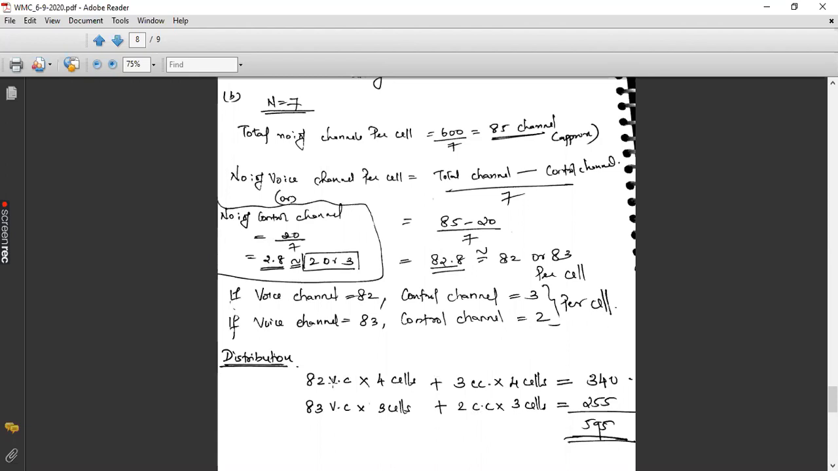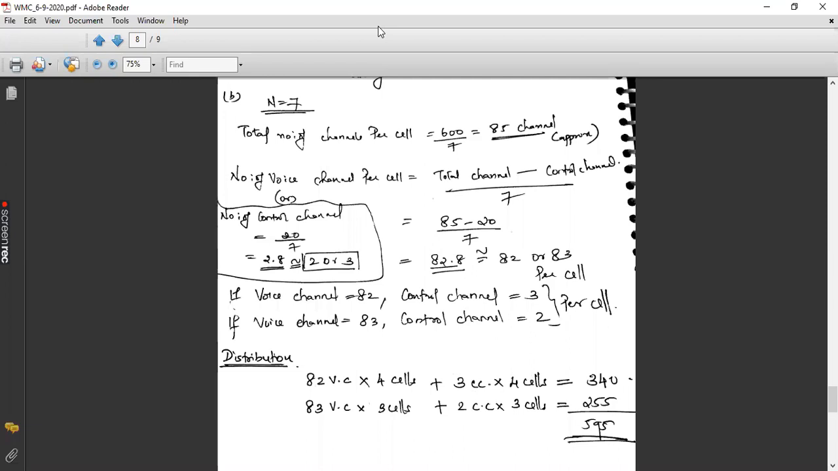If you're taking 82 voice channels, there should be 3 control channels, and take care that there should be only 7 cells in one cluster. So for 4 cells we have allocated 82 voice channels. Yes, this is correct. For 4 cells we have allocated 82 voice channels, and for the same 4 cells we have allocated 3 control channels, so the total is 82 plus 3, that is 85 channels in total. That is our requirement here. Similarly, for the remaining 3 cells, this is what I have shown for 4 cells.